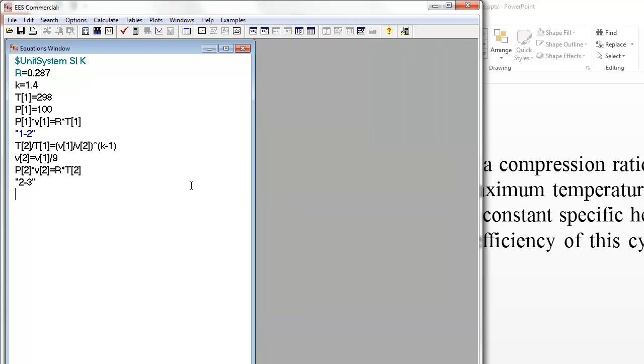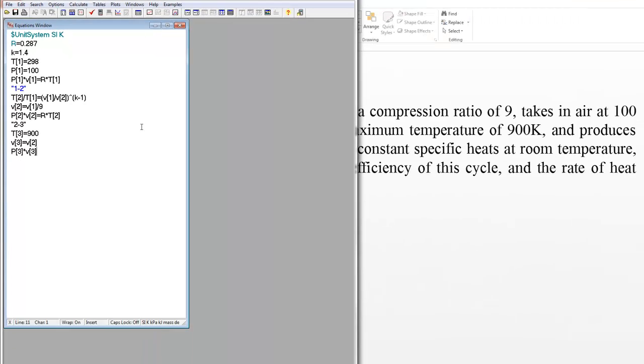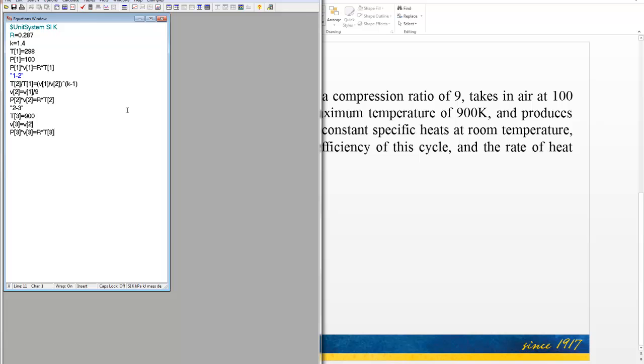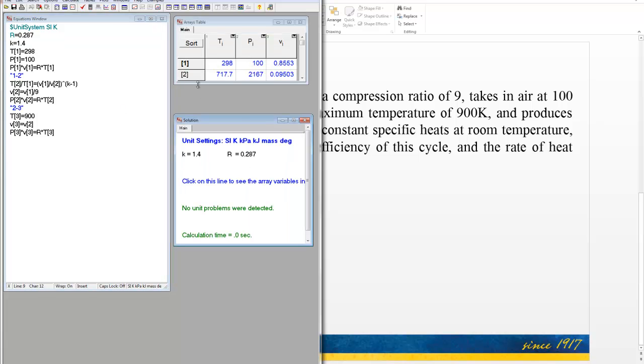Going from 2 to 3 is the heat input, and we know at the end of that T3 is equal to 900, and the volume is constant. V3 is equal to V2. So now I've completely specified that point, and I can again do the ideal gas equation, PV equals RT, and I've now got my third condition.